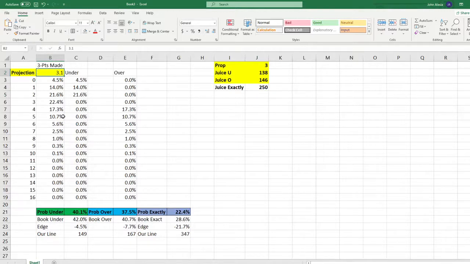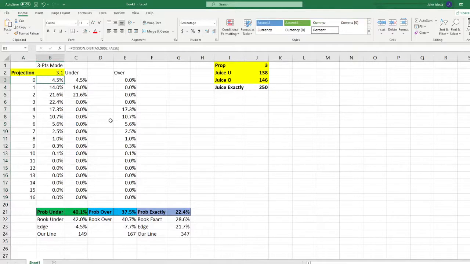So obviously, we can get 0 threes made, 1 three, 2 threes, so on and so forth. So every possible scenario is going to be listed here. And we're going up to 16, which is highly unlikely, but just to be on the safe side, we'll list everything from 0 to 16. Now, the important part of this spreadsheet is, of course, the Poisson distribution formula.